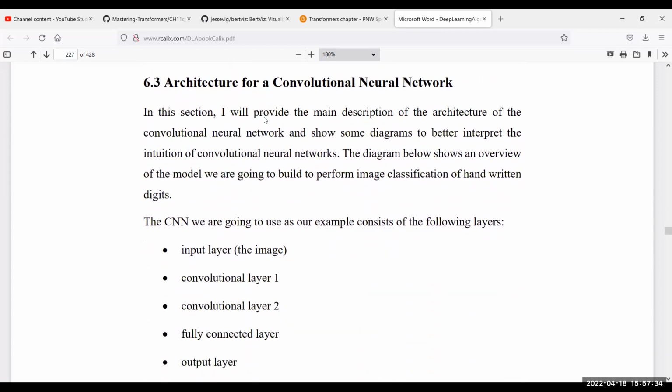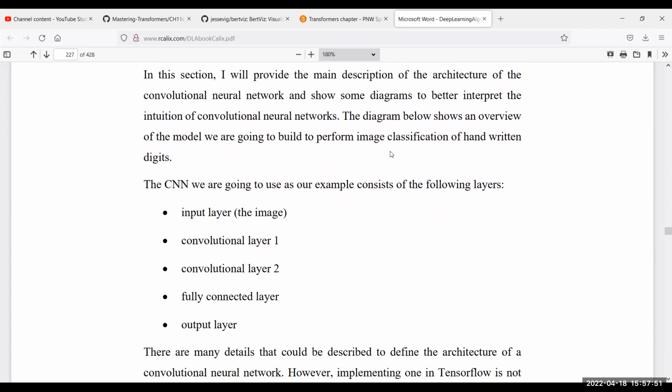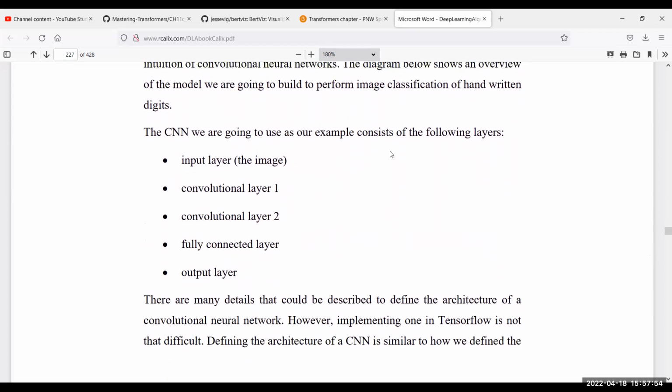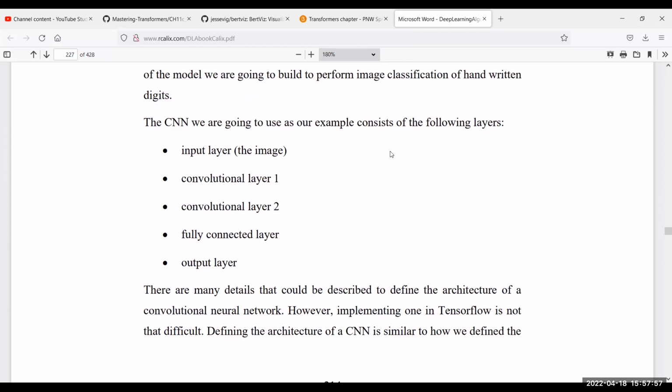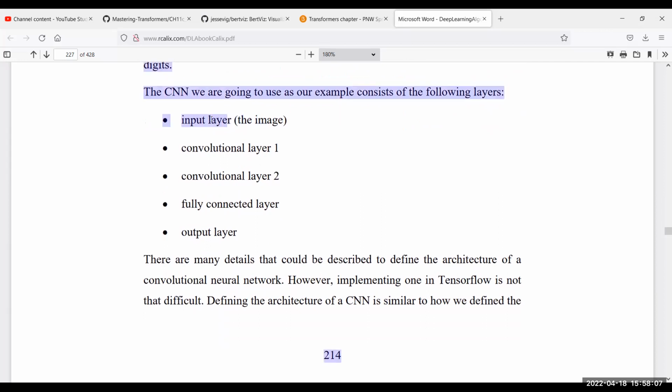This is just an example of the architecture of a very, very simple convolutional neural network. This is not ResNet by any means. This is just a very simple one, just to show how it works. It'll be an overview of a CNN for handwritten digits. The CNN we're going to use as our example consists of the following. It'll have an input layer, which is the image. It'll assume grayscale, and then it'll have two convolutional layers followed by a fully connected layer, which is just a normal neural net layer, and then the output layer.